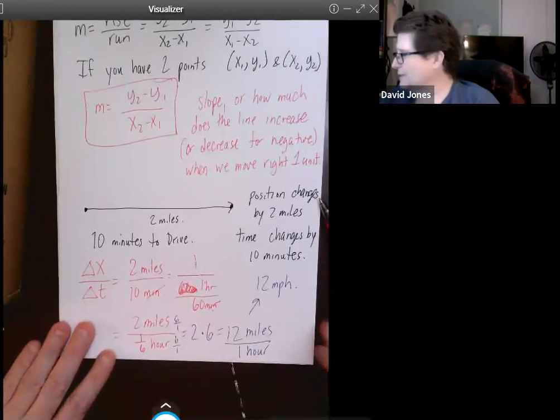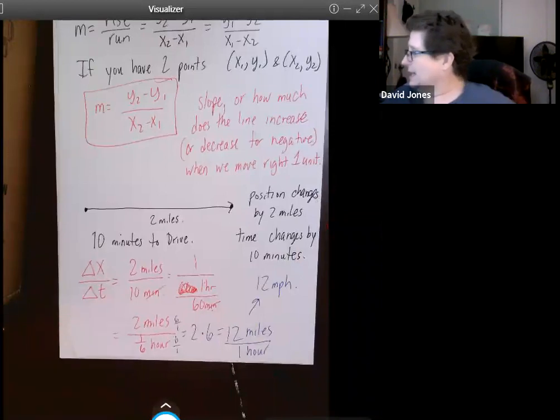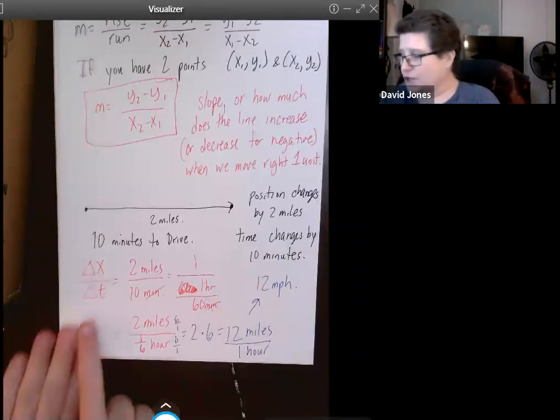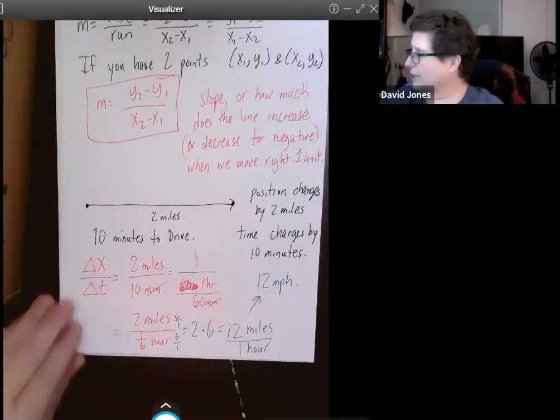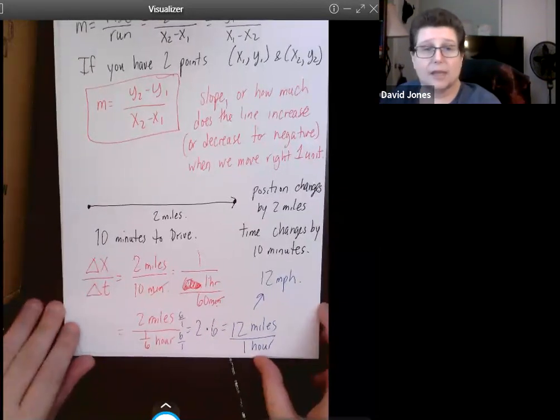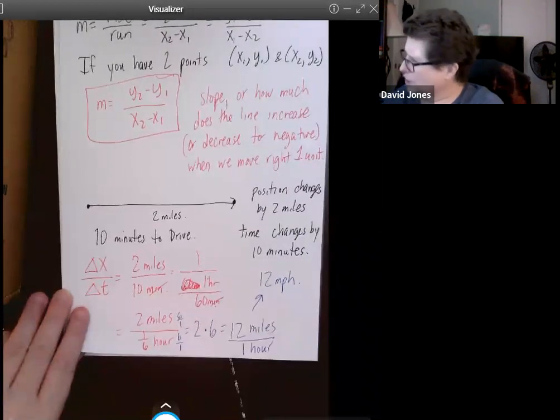So that's something that we do in physics. And this is a change in position over time. This is something you'll look at in calculus. So this stuff pops up a lot as we're going on through things.